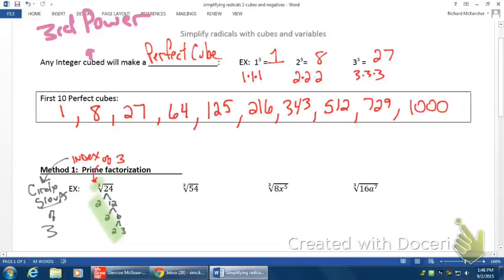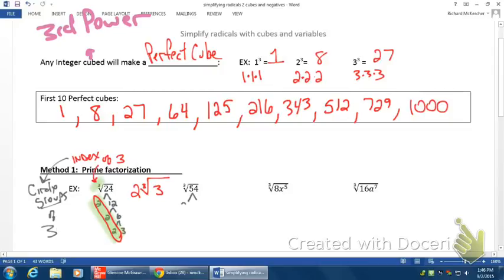Okay? So there's one group of 3. You see it right there. It's the 2. So that goes on the outside. And the leftover goes on the inside. So that extra 3 right there goes on the inside. And then, of course, pay real close attention. That's not a square root sign. That's a third root sign. So this time, whatever the index is, that's how many in a group we're looking to circle.